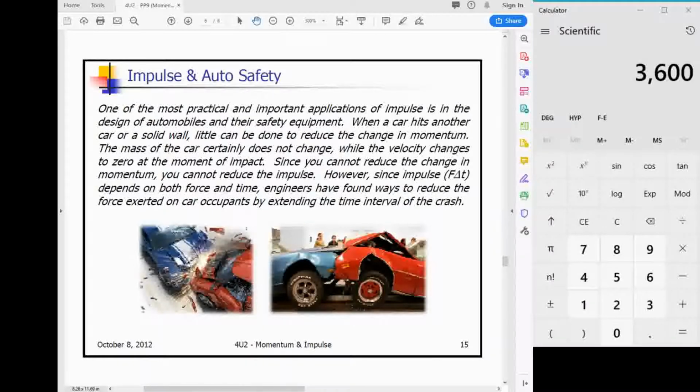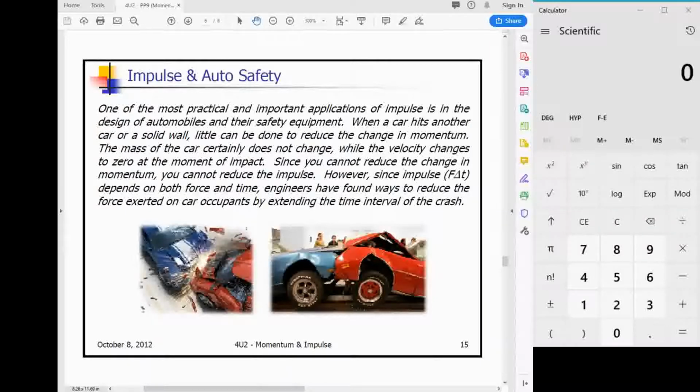So what does impulse have to do in terms of auto safety? The force that we calculated during those short time intervals, if we look at the equation, force equals the change in momentum over the change in time. Our force is directly proportional to the impulse, and inversely proportional to the time of the crash.